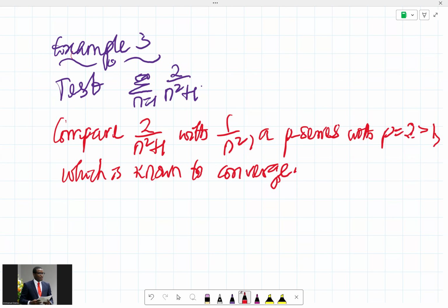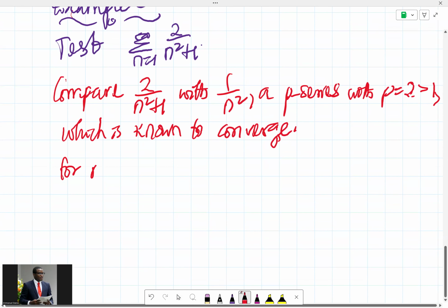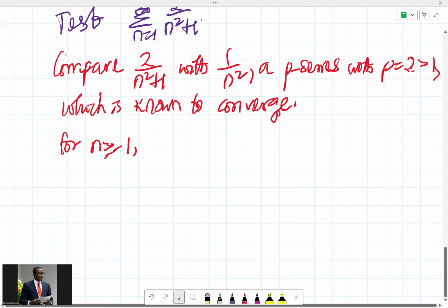So in that case, we can now check the inequality. For n greater than or equal to 1, if you put 0, this will be 2, and if you put 0 here, this will be undefined. If you put 1, this is 2 over 2, that'll be 1, and if you put 1 here, that'll be 1 also. So they are equal.